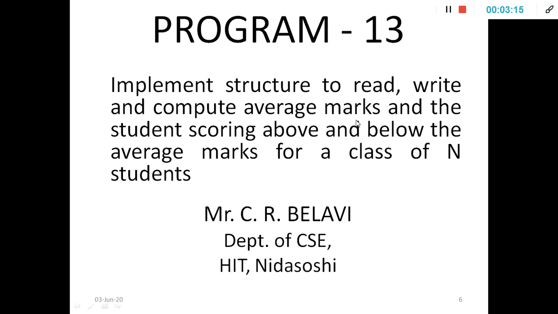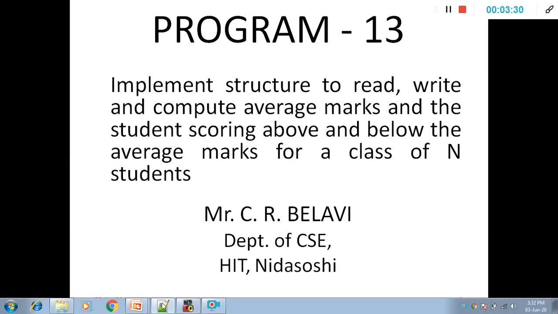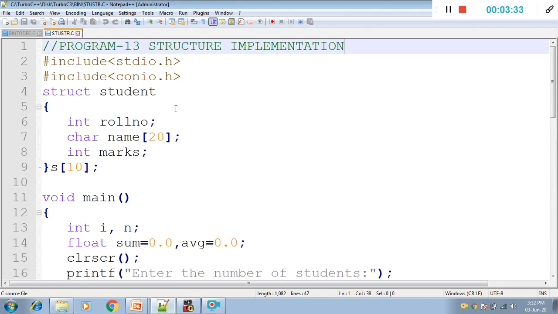Now let us come to the program and see how to write a program using structure. Here especially we are processing student related information using structure. This is program number 13 for structure implementation. First start with the header files. Include the header files like hash include stdio.h and hash include conio.h. These are the input output interfaces and the console input output interfaces required for each and every C program.